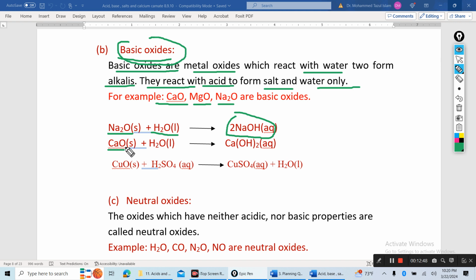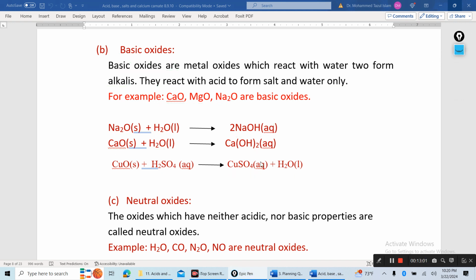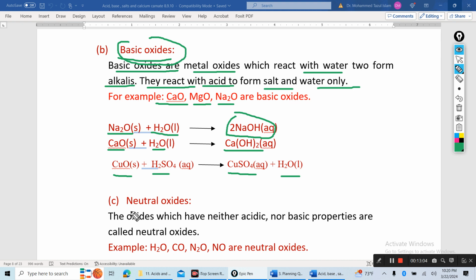Calcium oxide is also a basic oxide. It reacts with water to produce calcium hydroxide alkali. Copper 2 oxide, a basic oxide, reacts with acid to form salt plus water. Neutralization reaction. Neutral oxides: the oxides which have neither acidic nor basic properties are neutral oxides. Water, carbon monoxide, nitrous oxide, nitrogen 2 oxide or nitrogen monoxide are neutral oxides.